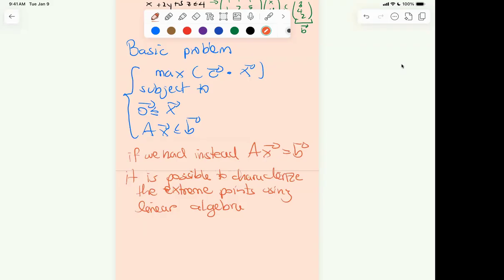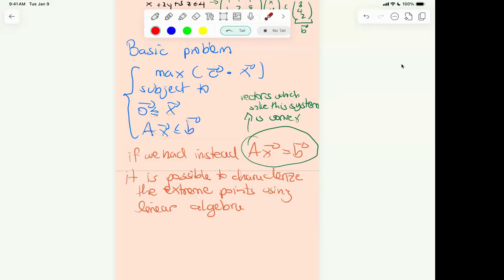Remember, I did prove this last time: the vectors that solve a system of equations form a convex set. So the vectors which solve this system are convex always. In fact, the vectors that solve the inequality too, it doesn't matter whether it's equals or less than or equal to. The thing is that this particular convex set is very easy to find the extreme points of when you have an equality instead of an inequality.